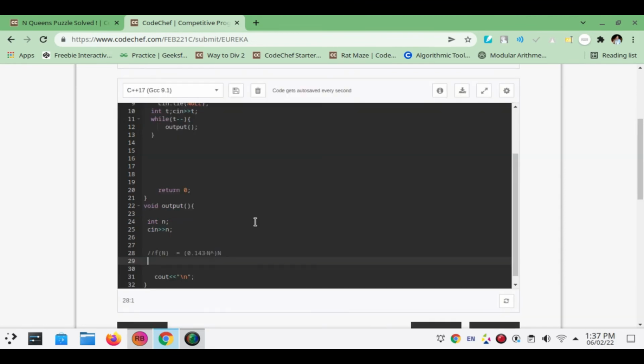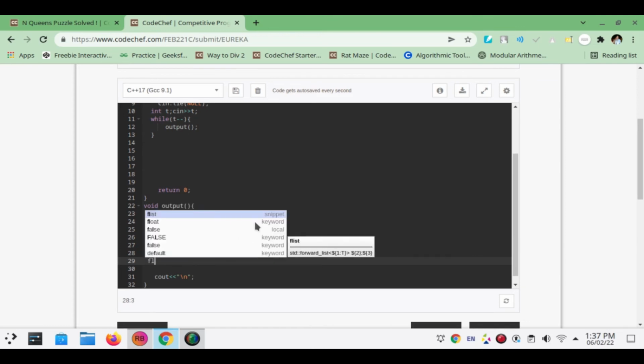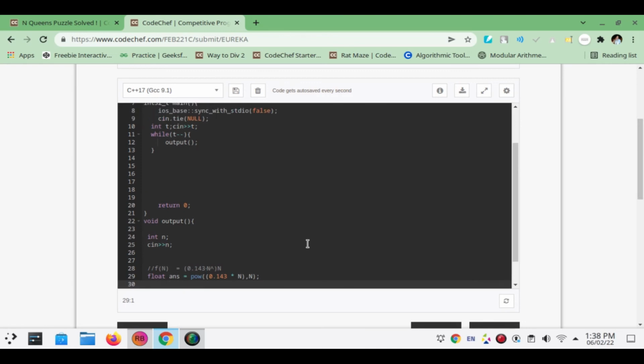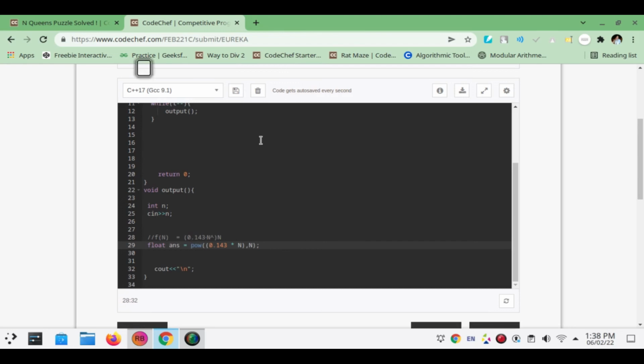Okay, so we have our n, and let's say int answer. We will take a float answer equals 0.143 into n, and we have to take its power as n. So what we will be doing is power, comma, n. We have to check whether the power returns an integer or float. Okay, no need to worry about integer.